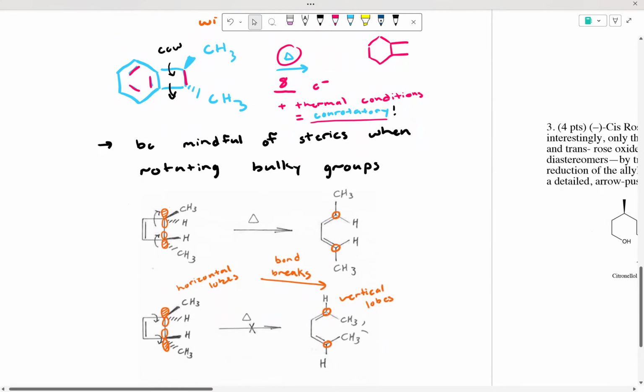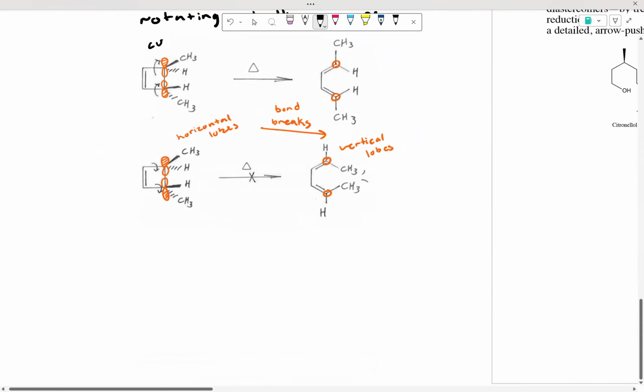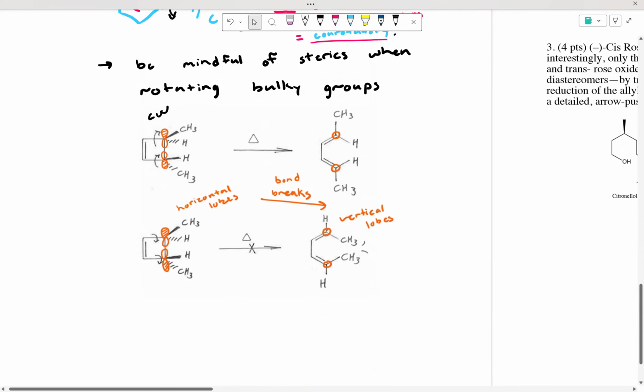Another tip is to be careful of sterics when rotating your bulky groups. So we see in this example below, we can rotate our molecular orbitals conrotatory in the clockwise direction. And when we rotate it in the clockwise direction, we get the product here with the CH3s on the outside of the molecule.